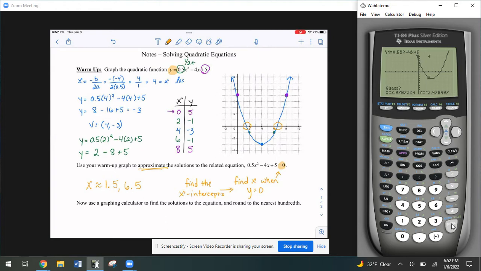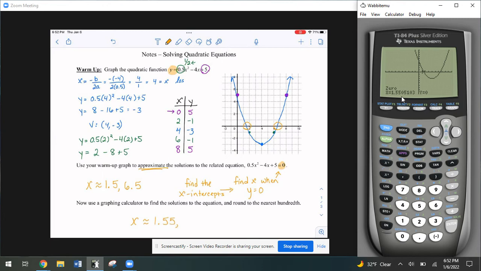And then for some strange reason, it asks us to guess, but you don't even need to move the cursor. It wants you to move closer to the x-intercept, but it's not necessary. So when it says guess, just hit enter a third time. And then it'll tell you what the 0 is at the bottom of the screen. So in this case, it says x equals 1.5505103. So I'm going to write that my first x-intercept is actually 1.55. So our guess of 1.5 was very close, right?